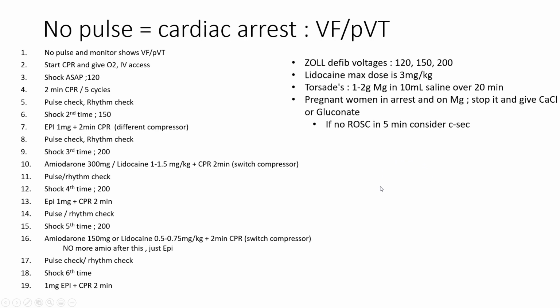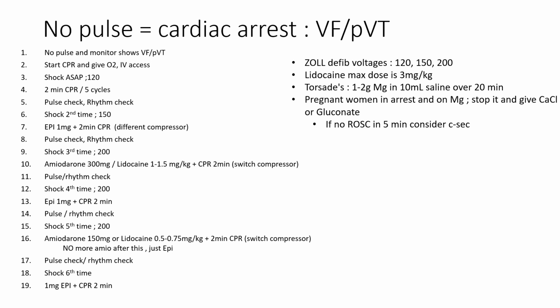Let's go through a scenario where the person has no pulse, they're in cardiac arrest, and they have a VFIB or pulseless VTACH on the monitor. So you hook them up to the monitor, you see VFIB or pulseless VTACH, you want to start CPR immediately, give oxygen, get IV access. Then you want to shock as soon as possible. This is important here. The first thing you do for VFIB and pulseless VTACH is shock as soon as possible. You don't want to finish the cycle of CPR and then shock. You want to shock as soon as the shock is available, okay?